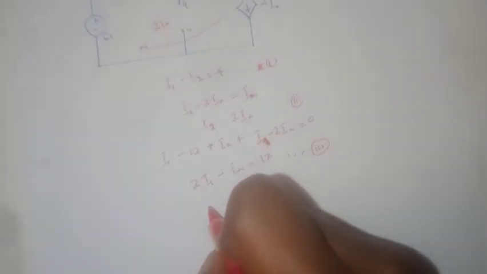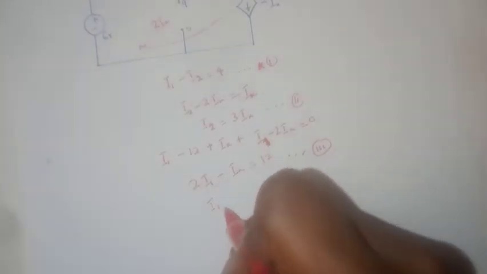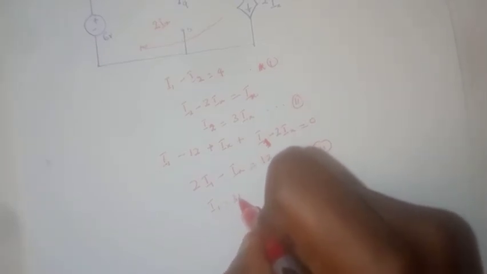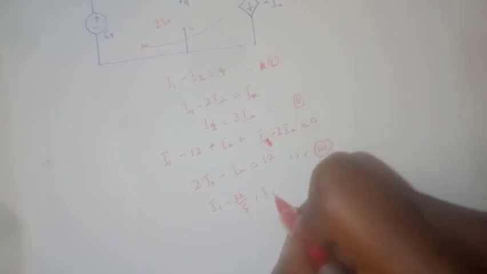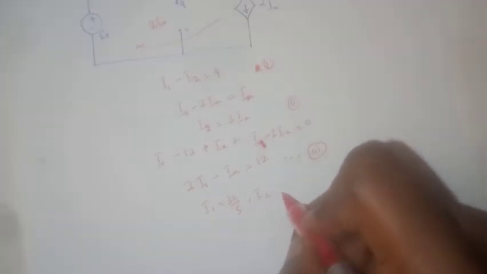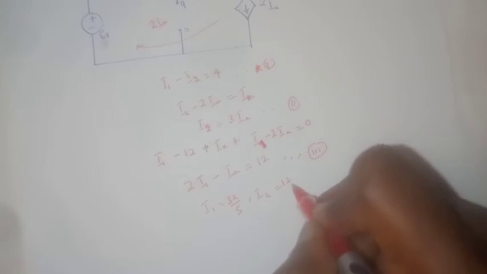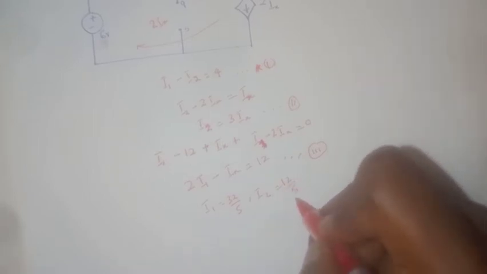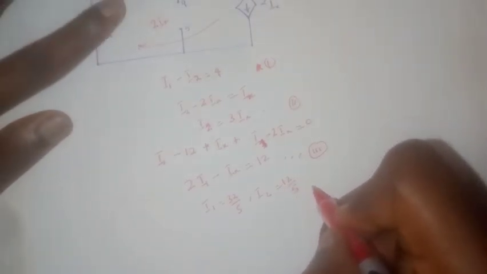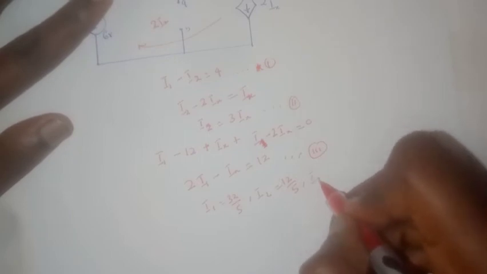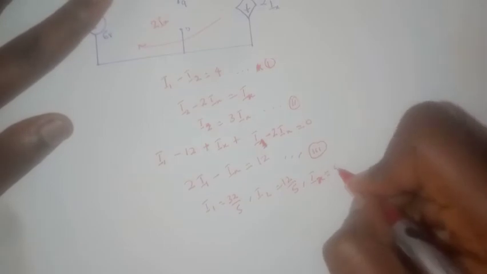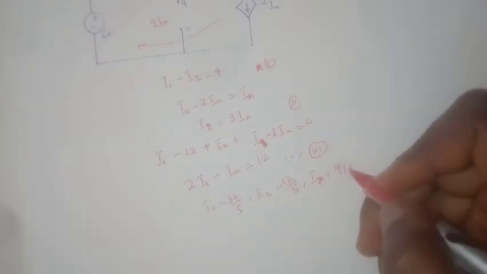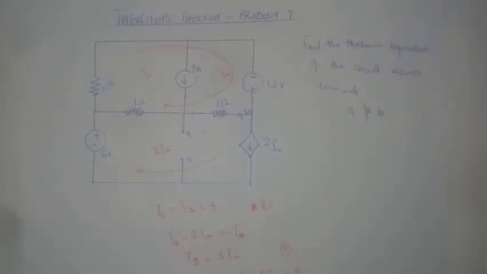Solving these equations simultaneously, I1 is equal to 32 over 5, I2 is equal to 12 over 5, and Ix is equal to 4 over 5.